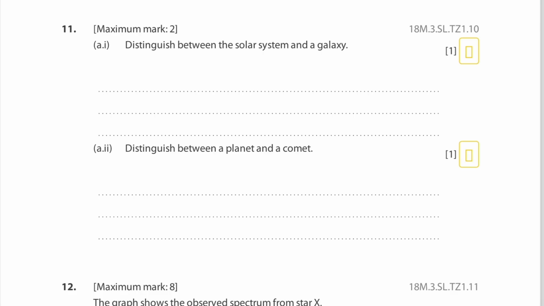Distinguish between the solar system and a galaxy. The solar system is a body of planets orbiting a central star, and a galaxy is a body of gravitationally bound stars.